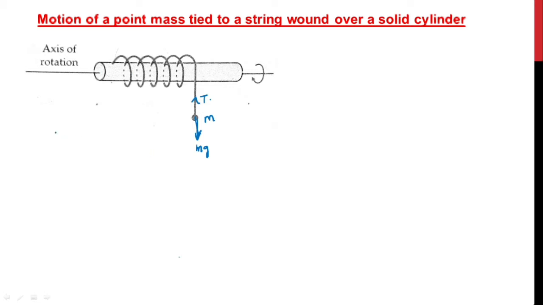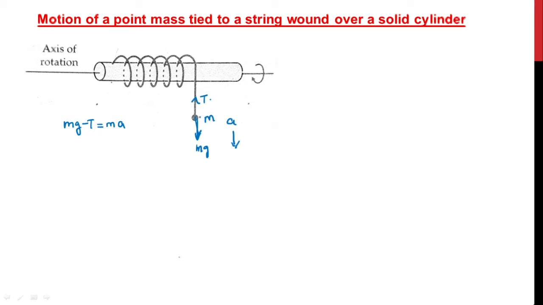So what we are assuming here is mg is greater than tension. So we can write mg minus tension is equal to m into a. What is the acceleration direction? Acceleration will be acting downward. So in this equation, what is the tension here?